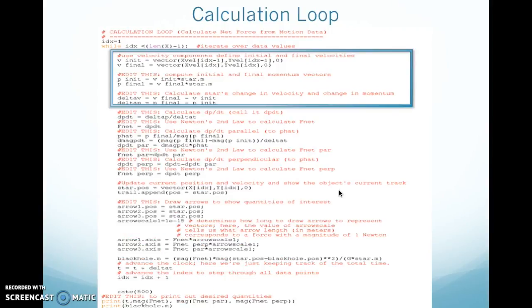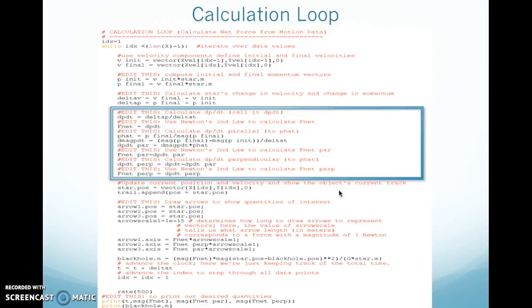The first part of my calculation loop uses the data and the equation for momentum to solve for initial and final momentum and change in velocity and momentum. The next part of my loop deals with the calculation of the net force. Newton's second law tells us that F net equals dp/dt, or the change in momentum over the change in time. We find d|p|/dt by dividing the final magnitude of momentum minus the initial magnitude of momentum over the change in time.